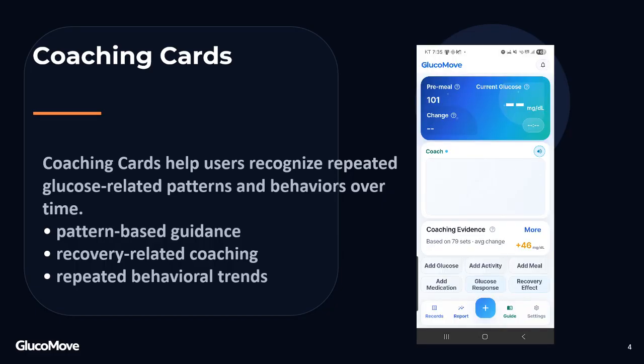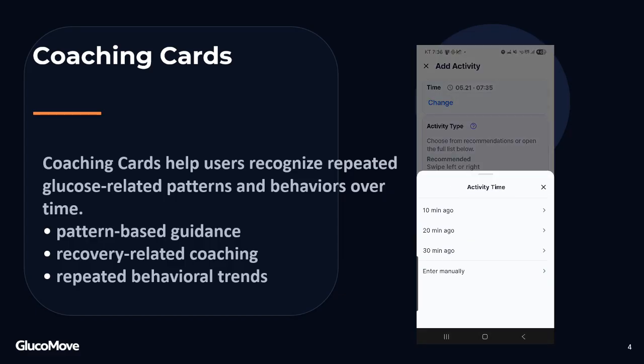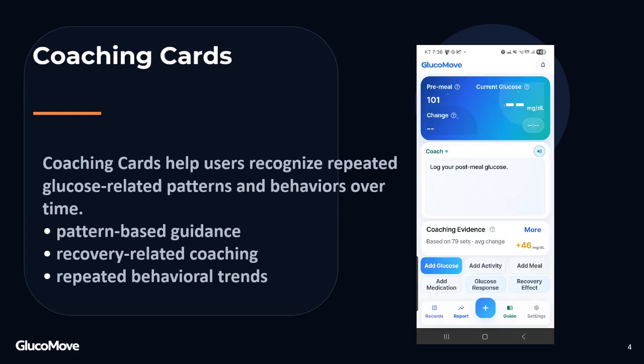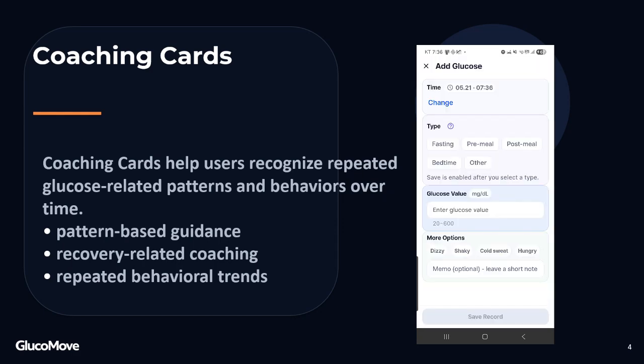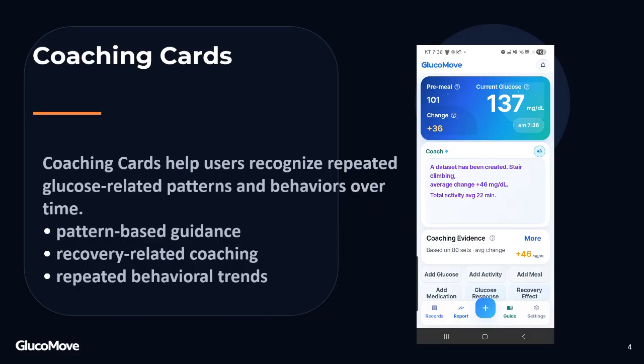Coaching cards are designed to help users recognize repeated behaviors and glucose-related patterns. Instead of reacting to one isolated glucose value, GlucoMove looks for repeated responses, behavioral trends, and recovery-related information. As connected datasets accumulate, coaching becomes more personalized and pattern-oriented. The goal is not to create perfect predictions. The goal is to support better understanding through repeated context.